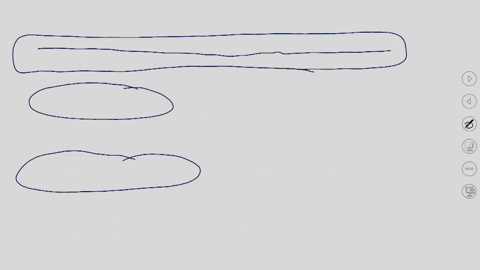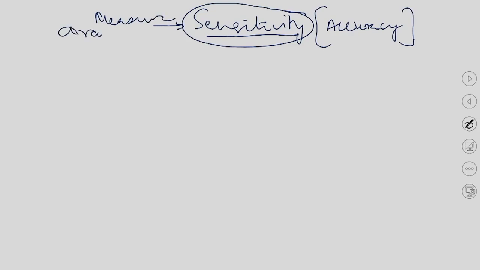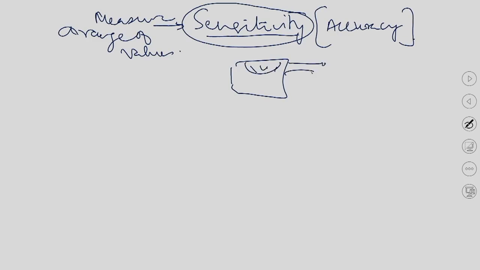Let's go back a little bit and understand the concept of thresholds. Sensitivity is basically the accuracy. When a system is said to be sensitive, it means that it can measure a range of values. If this is my multimeter, this is the selector which can measure volts and ohms and amperes and so on, and these are the two leads which are there.